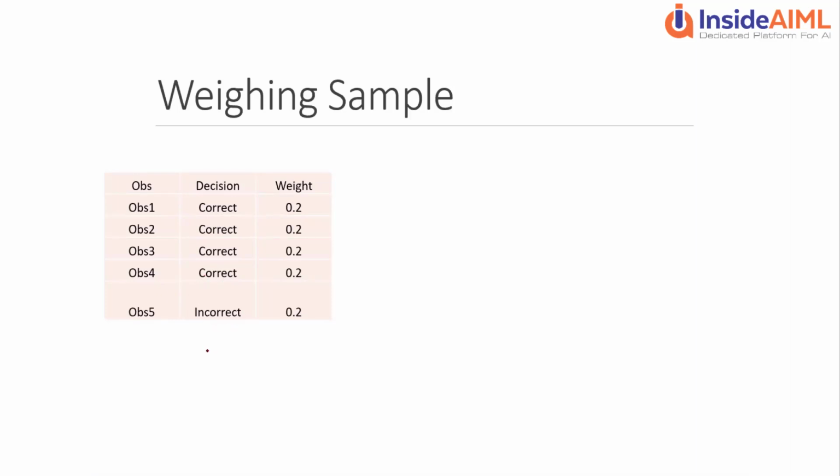So if I think of 1 minus error by error, I'll get a multiplier of 4, because it is like 5 minus 1, which is 4, by 1. So what I'll do is multiply. The 0.2 will not change because I made a correct decision, but the incorrect one will get changed to 0.8. The first 4 will not get changed, but the last one will get changed to 0.8. So far so good.